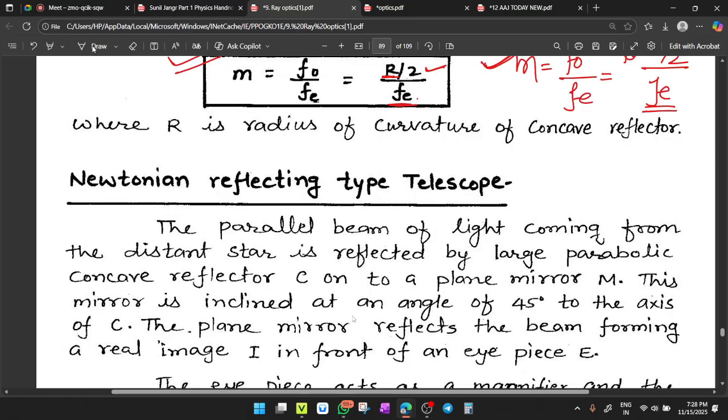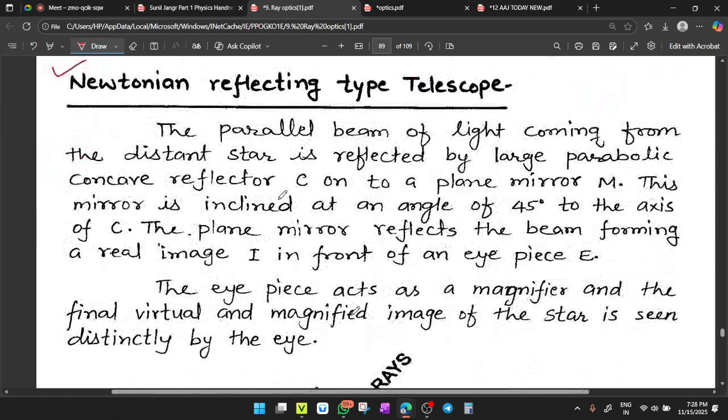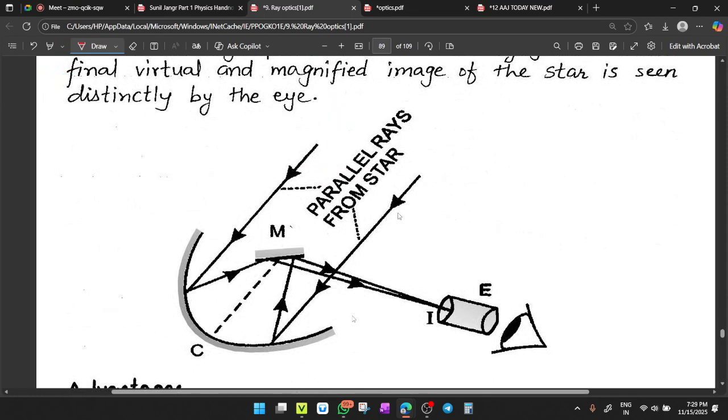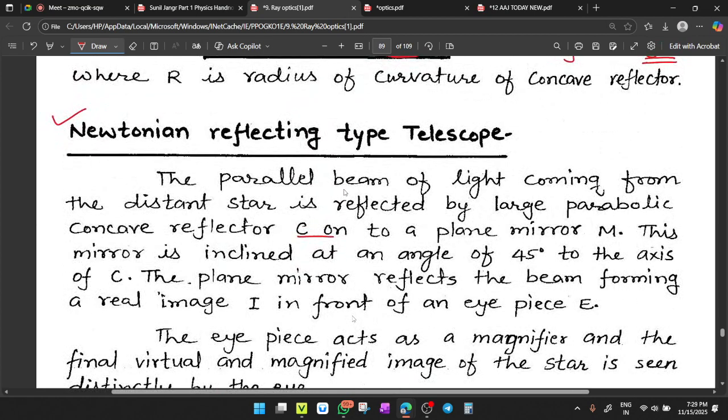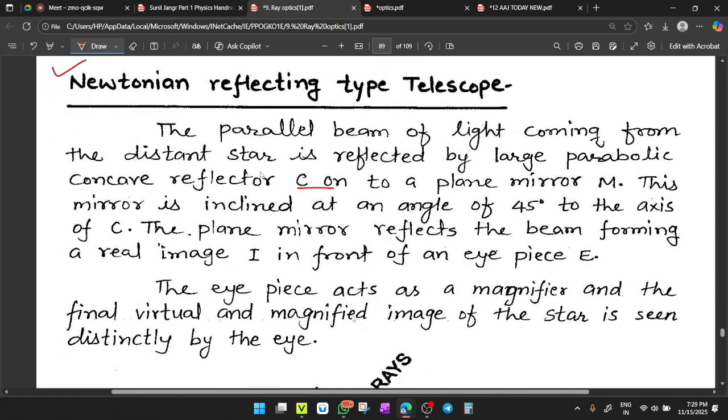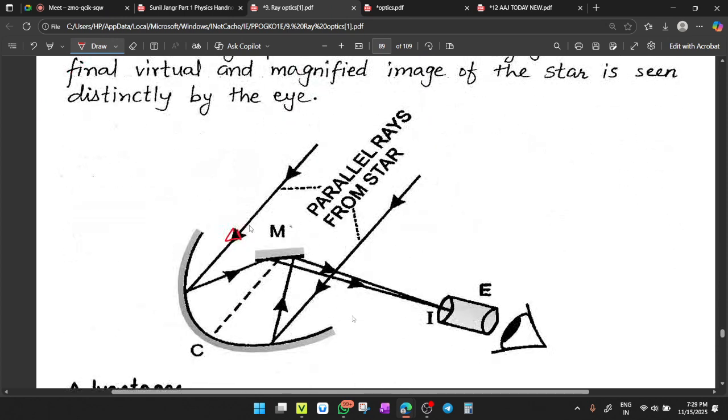The next type of telescope is the Newtonian reflecting type of telescope. The parallel beam of light coming from the distant star is reflected by the large parabolic concave reflector C to the plane mirror. So here we have a large parabolic mirror.